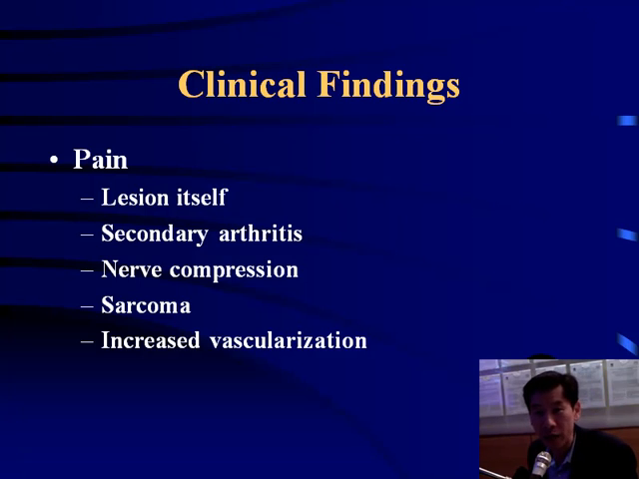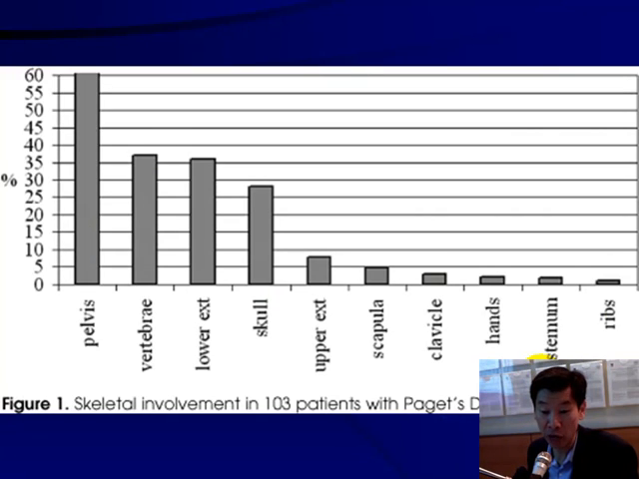The dreaded complication of a sarcoma, which can happen in Paget's disease, can be painful. And finally, we just talked about the increased vascularization may be a problem. In fact, patients can get CHF from Paget's, congestive heart failure.